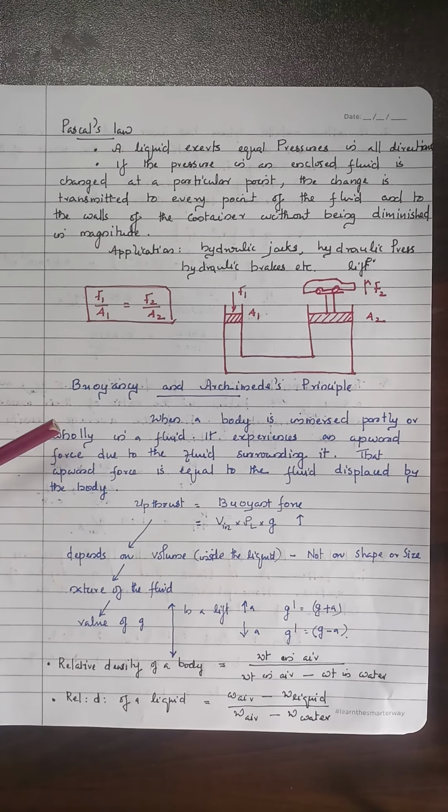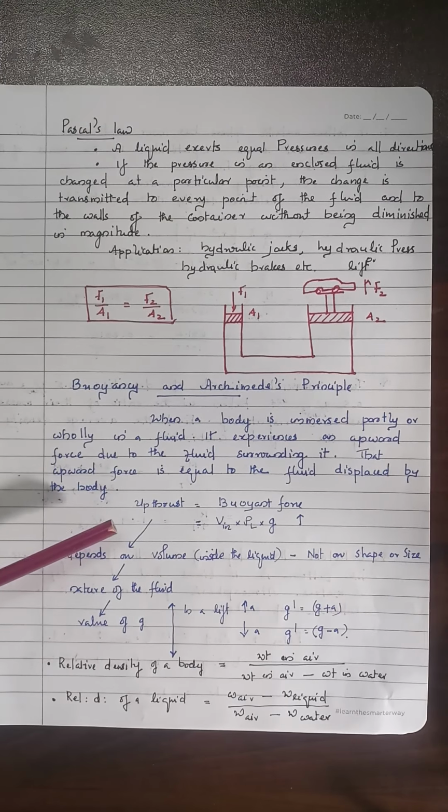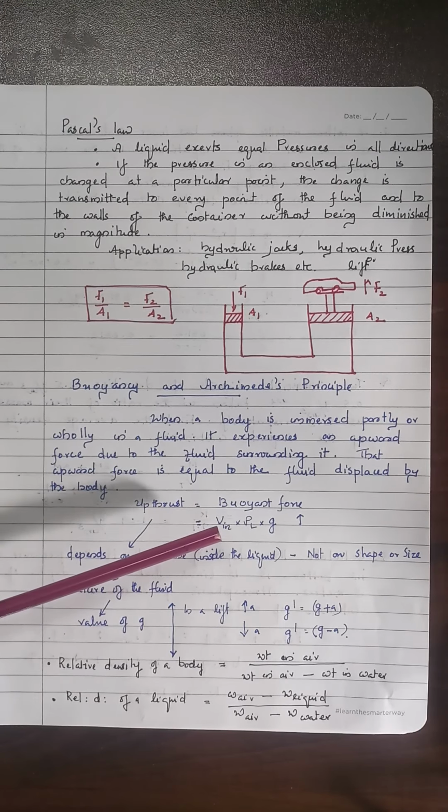When a body is immersed partially or wholly in a fluid, it experiences an upward force due to the fluid surrounding it. That upward force is equal to the weight of the fluid displaced by the body. So upthrust is equal to buoyant force, which is equal to the volume inside times the density of the liquid times g, and it acts in the upward direction from the center of buoyancy, the center of the liquid structure.